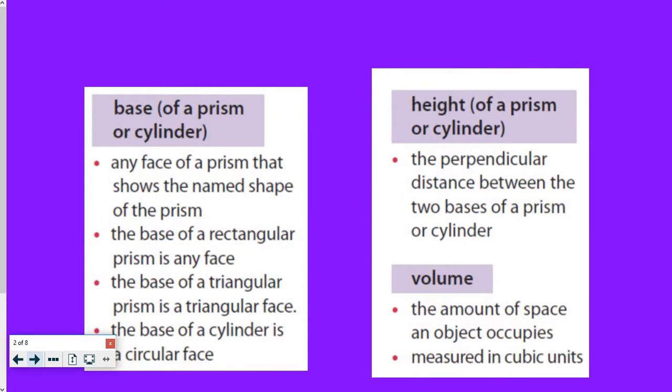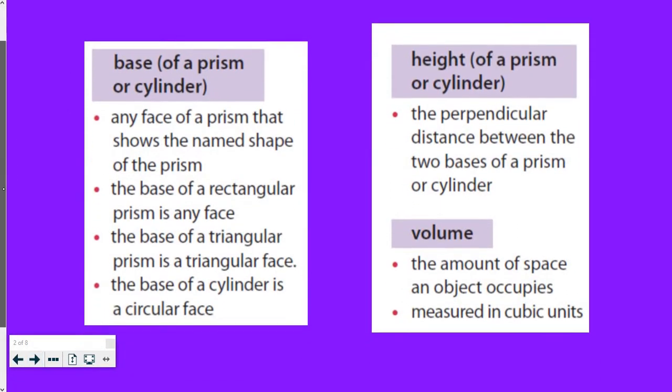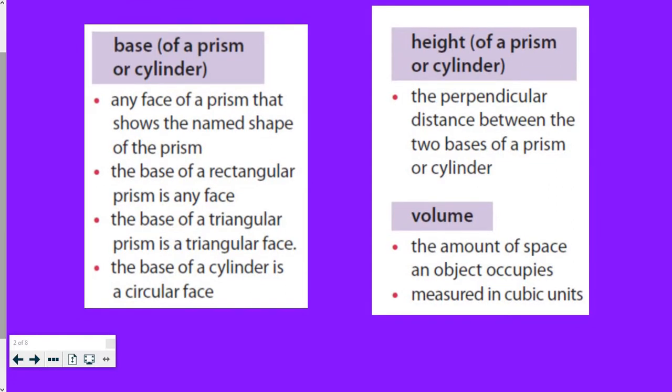So, the base of a prism or cylinder. Any face of the prism that shows the named shape of the prism is the base. If we're talking about the base of a triangular prism, we're talking about the triangular face. If we're talking about the base of a square prism, that would be the base, or this could be the base. Any face of the prism could be the base.